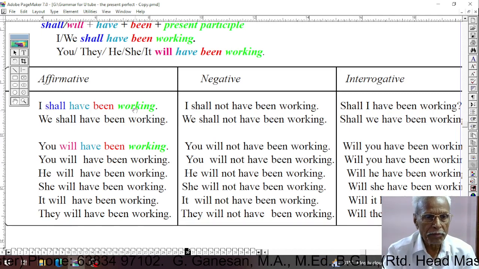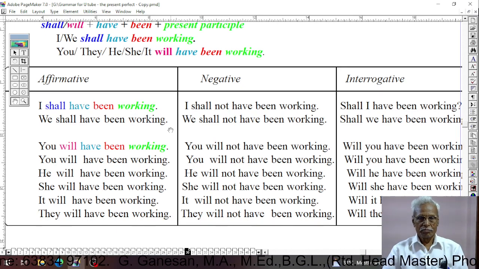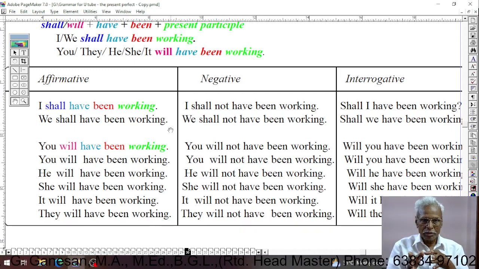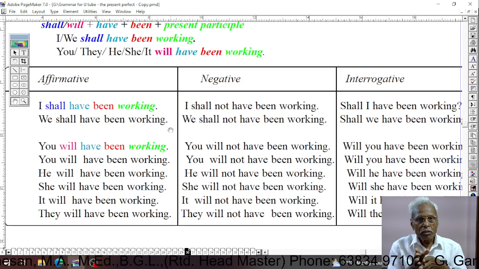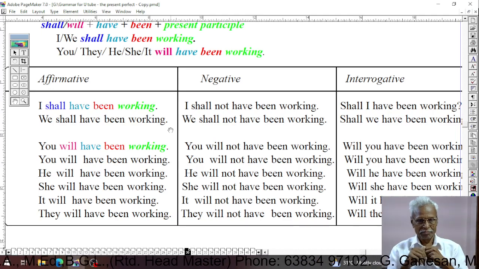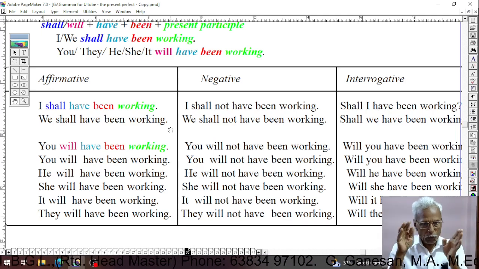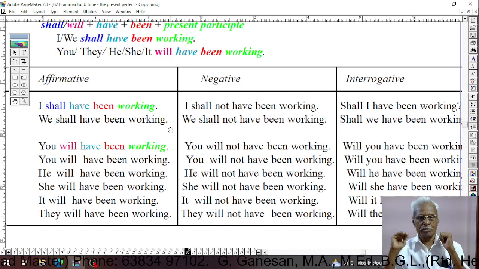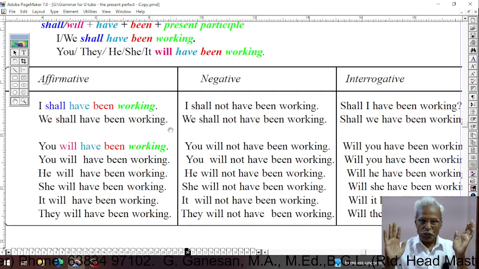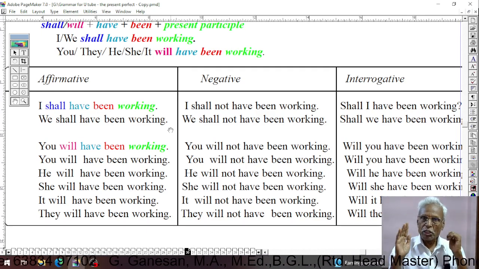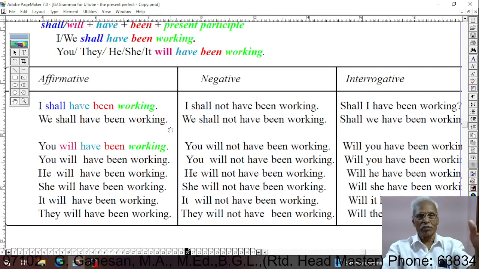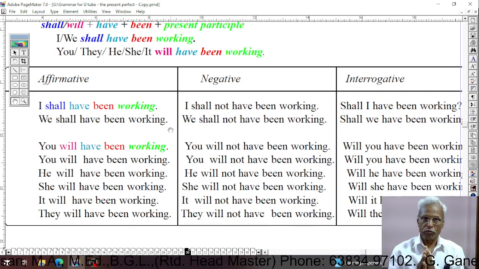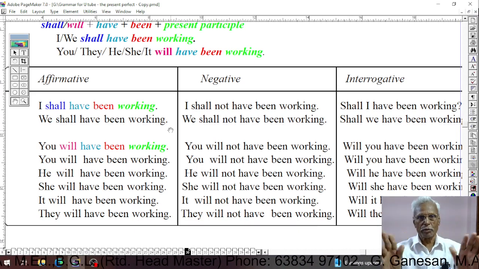I shall have been working. That is, I shall have been continuing my work. I shall have been doing my work. In the future, I shall have been doing my work. I shall have been working means I shall have been doing my work. We shall have been working means we shall have been doing our work.